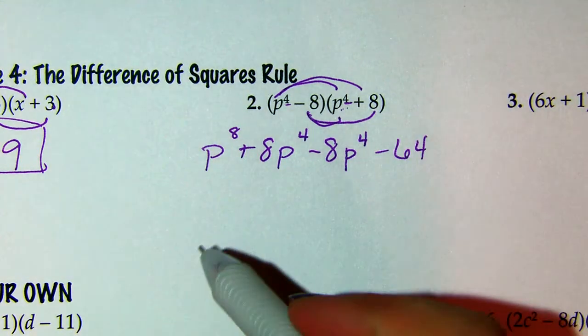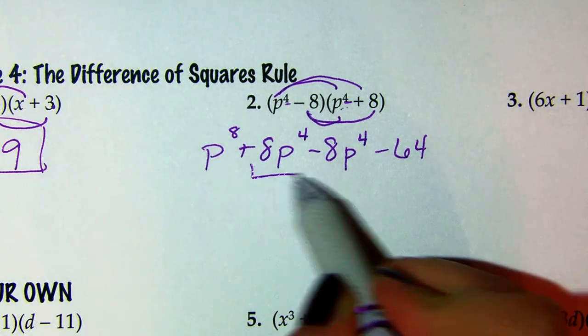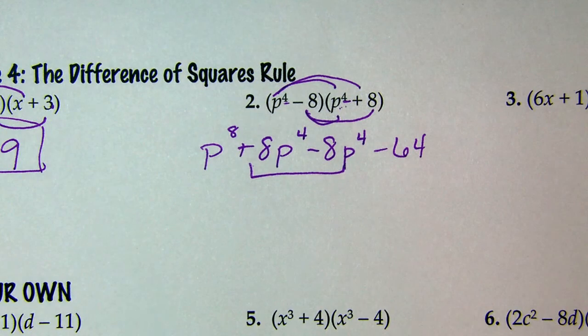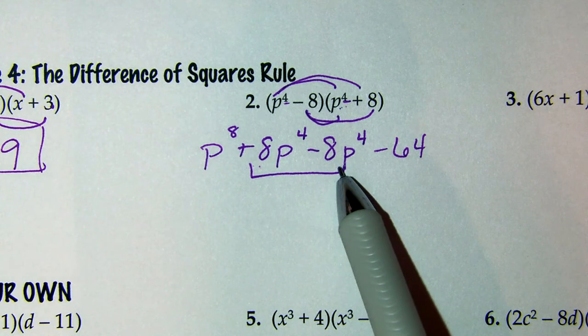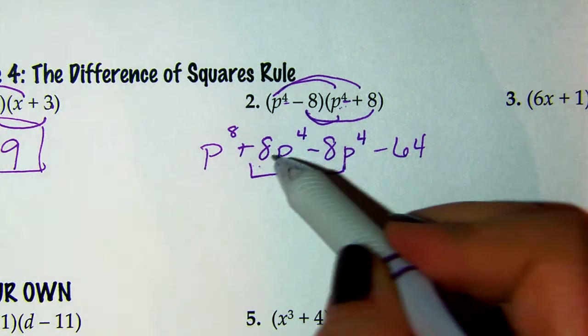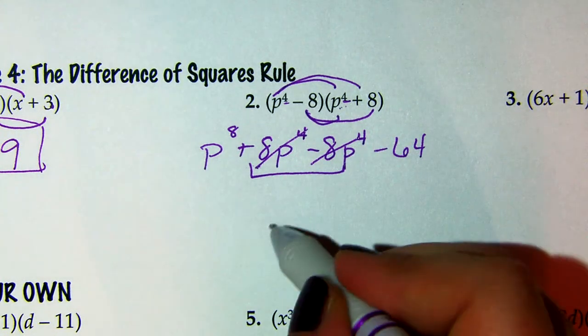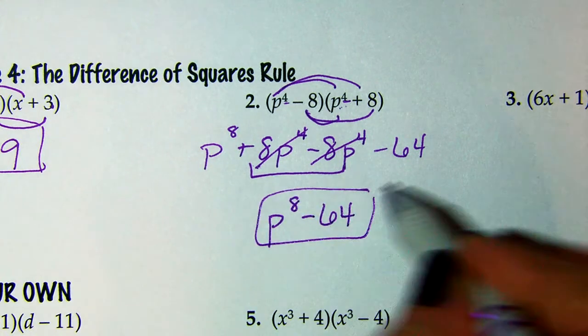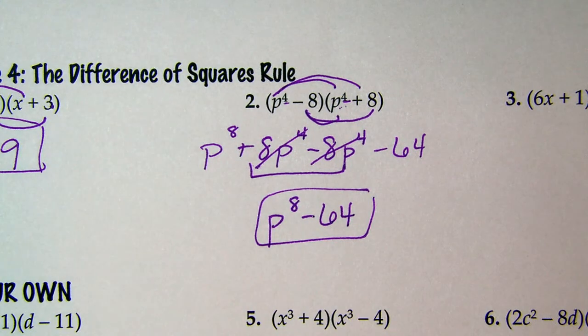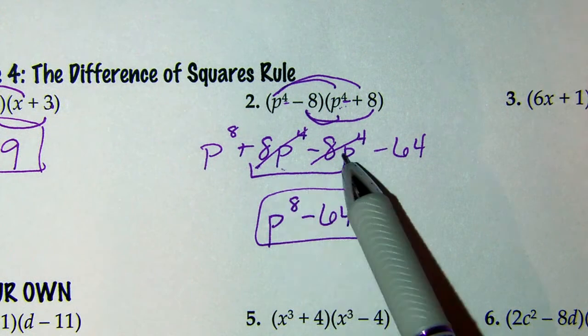So in the middle here, typically we've combined these to get a number. In the middle, on all of these types of problems, you're going to get a positive number and a negative number that are exactly the same, which means they go away. So if those cancel out, all we're left with is p to the 8th minus 64. So that's why the shortcut works for these specific examples, because those middle 2 will always cancel.